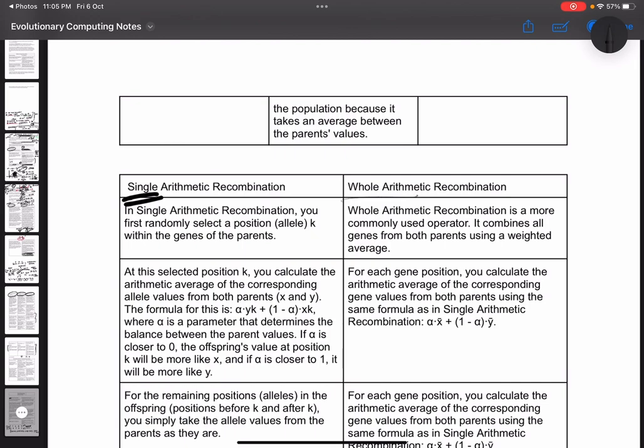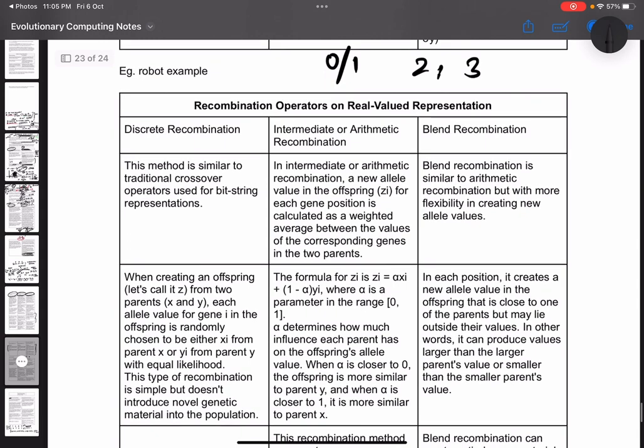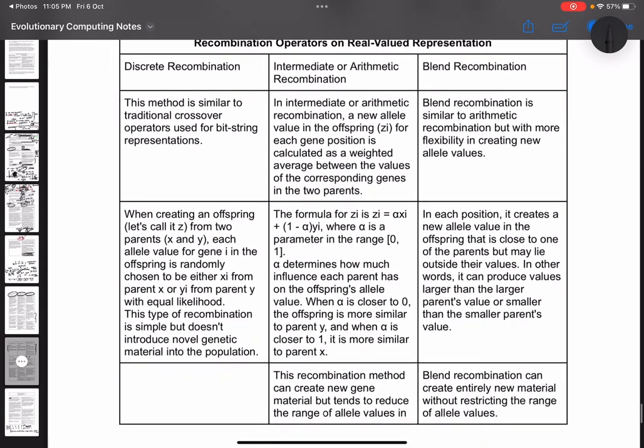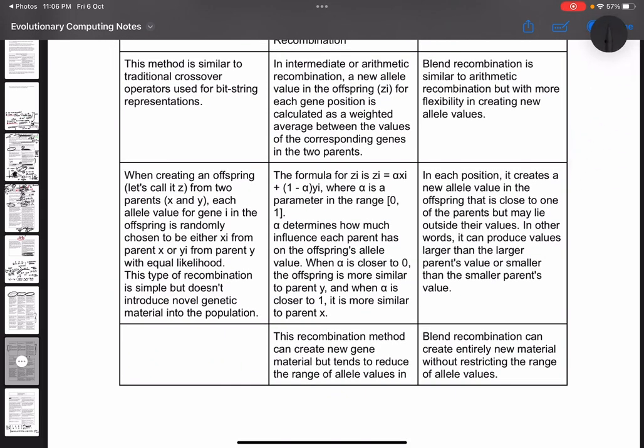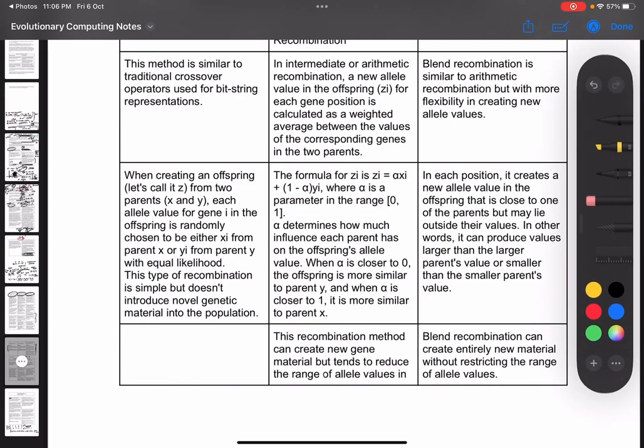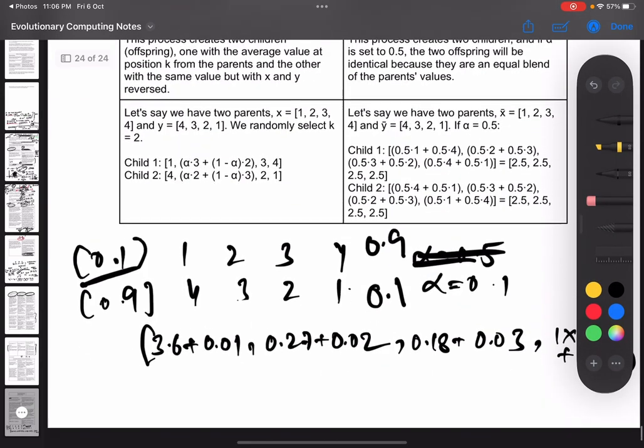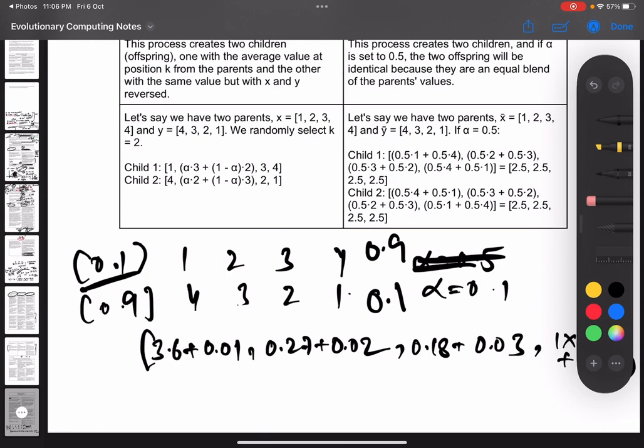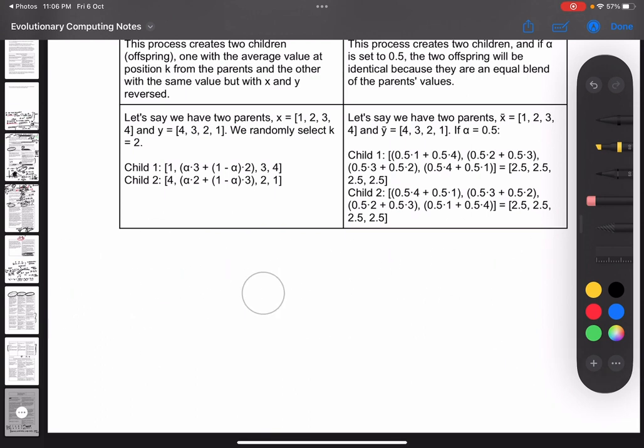Single, applying it at just one position. Whole, applying it at all positions. Now blend recombination is, okay, when we do this type of arithmetic, and since we are taking the weighted values, it means these values, the new values, will always lie in between the two parents, right?